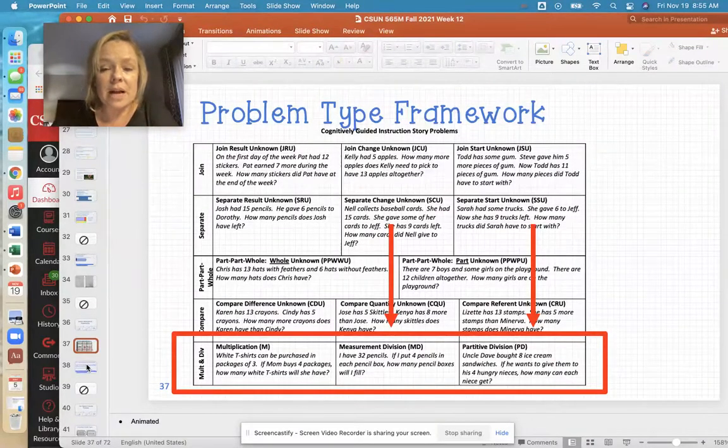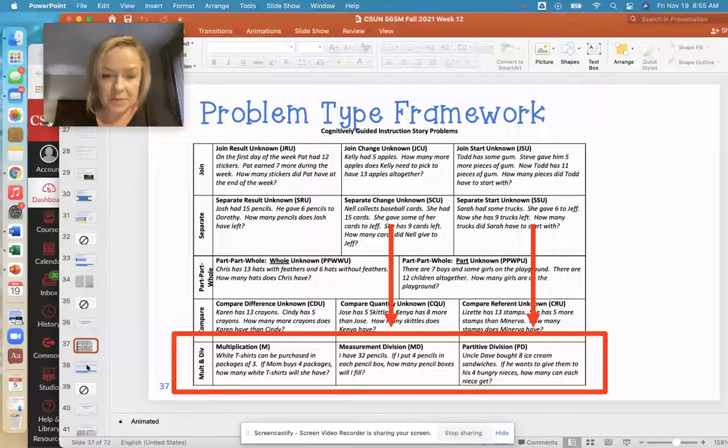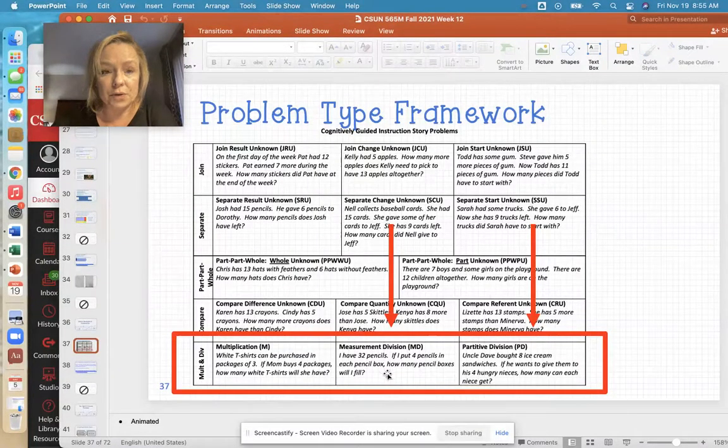So once again, we look at the problem type framework and what we're going to do is notice that there are actually two types of division. We have measurement division, where we are looking for the number of groups. If I have 32 pencils, I put 4 pencils in each pencil box, how many pencil boxes will I fill? And then we have partitive division, which is looking for the number in each group or the number of parts.